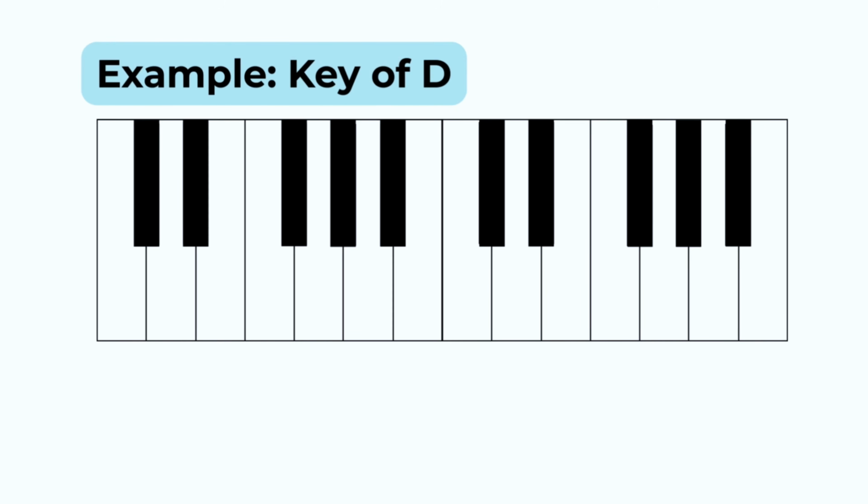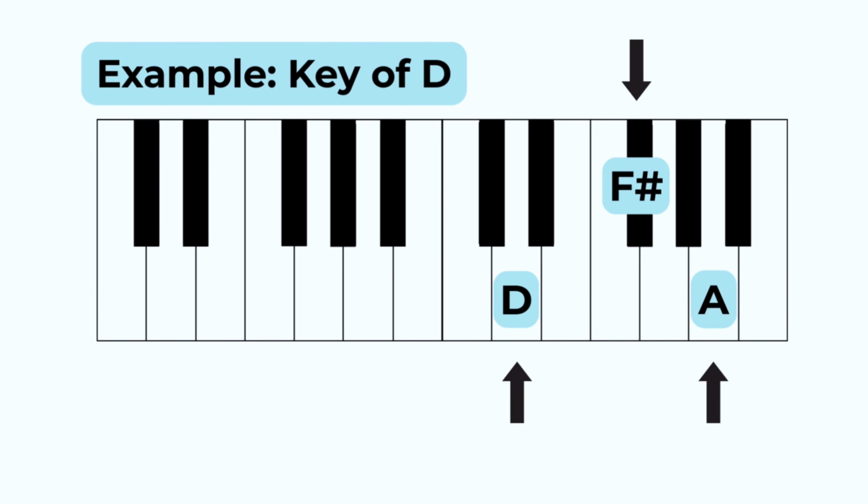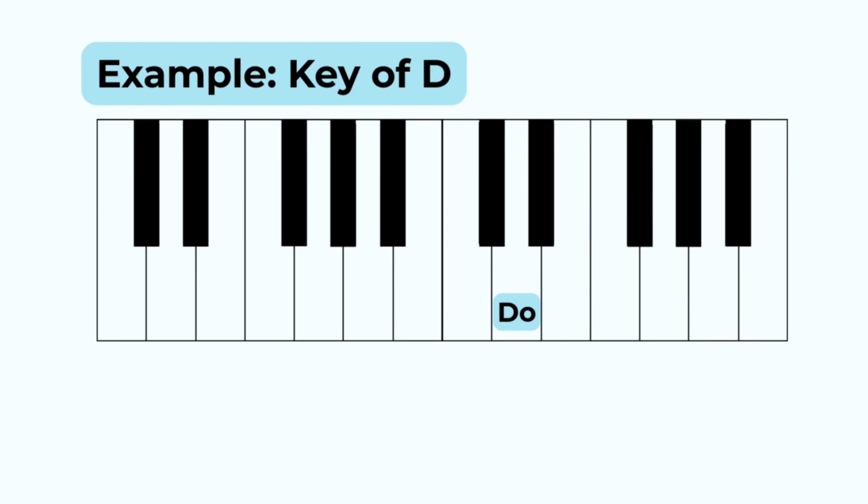So instead of naming notes or chords by letter like D, F sharp, A, we use numbers. So instead of do, re, mi, it's 1, 2, 3. In the key of D, D is 1, E is 2, F sharp is 3, G is 4, and so on. This helps vocalists train their ear and transpose more easily to other keys.